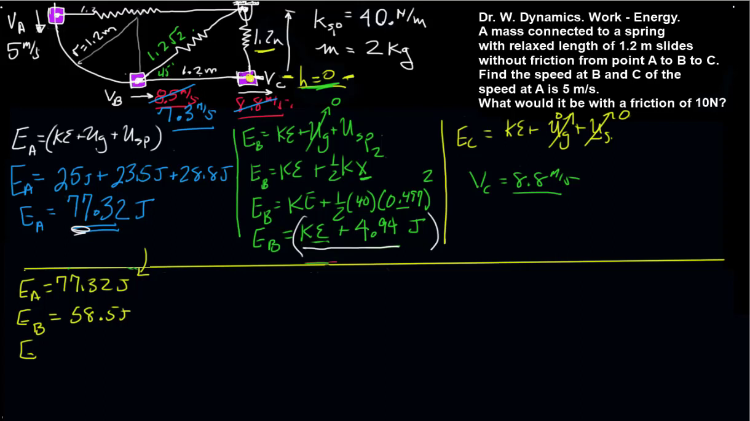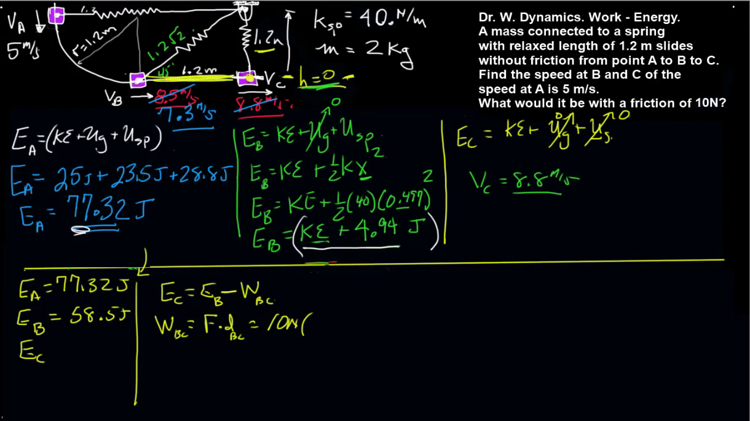Now let's find the energy at C. So the energy at C will equal the energy at B minus the work done in going from B to C. And the work done in going from B to C is the force times the distance traveled from B to C, which will be 10 newtons. And here, this one's pretty straightforward. We're only traveling from here 1.2 meters. So 1.2 meters. So the work done in going from B to C will be negative 12 newton meters, which is a joule.